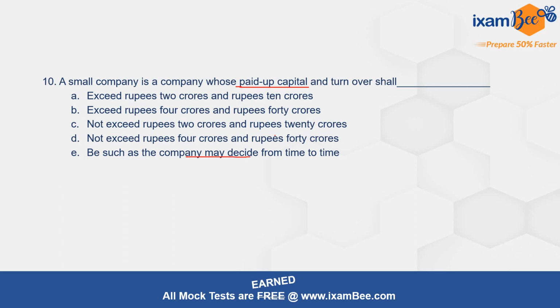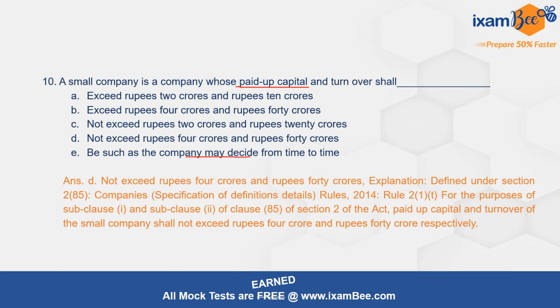And the correct option with respect to this question is D, which is not exceed rupees 4 crores and rupees 40 crores. So this particular term small company that has been defined under section 2 clause 85. So यहाँ पे इसका definition दिया हुआ है कि a small company, it is a company which is other than a public company, and various other things have been contained with respect to that. But what our focus over here is with respect to the paid up capital and turnover, जिसमें actually जो definition में change आया है, it is with respect to paid up capital and turnover only.